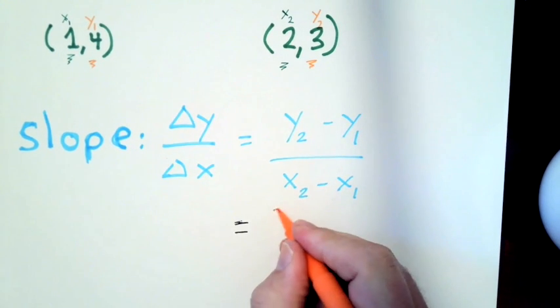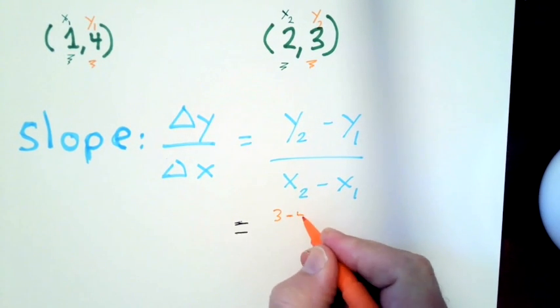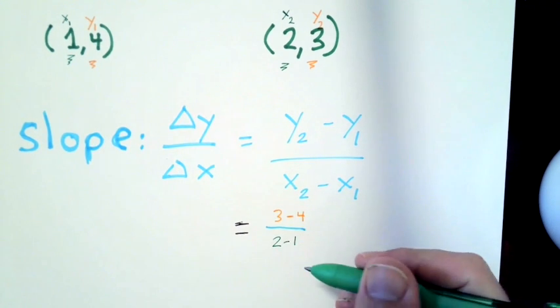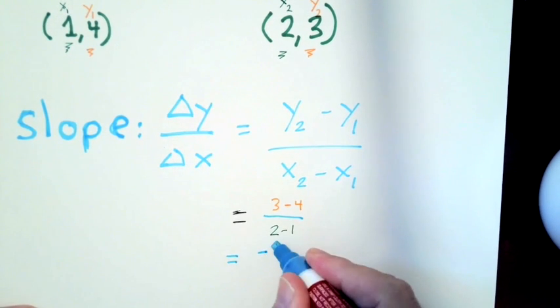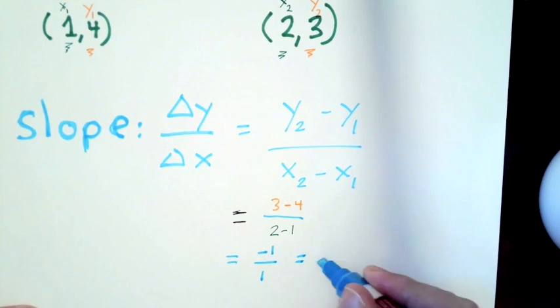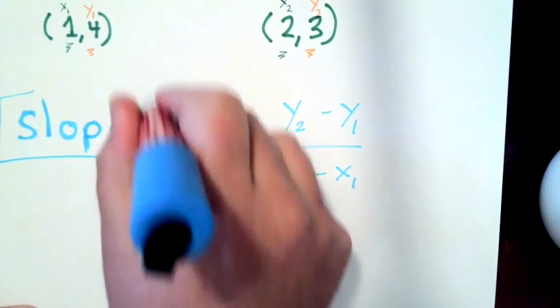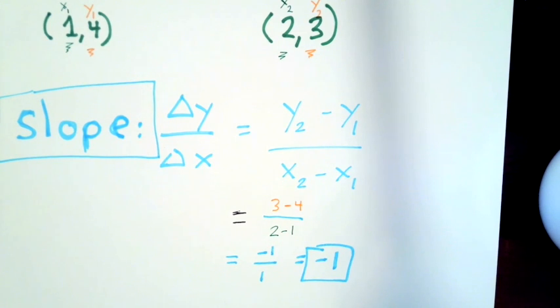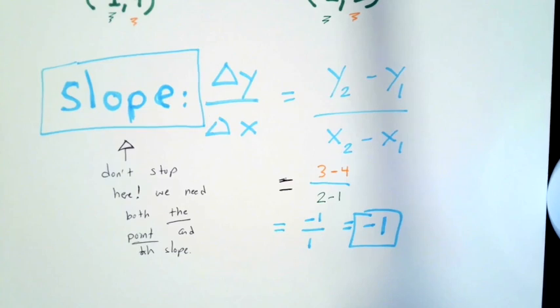If I'm plugging in here, I'll get 3 minus 4 divided by 2 minus 1. When I simplify, this gives me negative 1 over 1, which is just equal to negative 1. So I've established that my slope is equal to negative 1. I'm not done yet. I still want to find the equation of the line. Don't stop here. We need both the point and the slope.